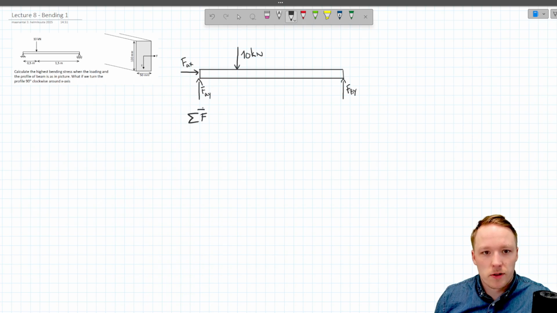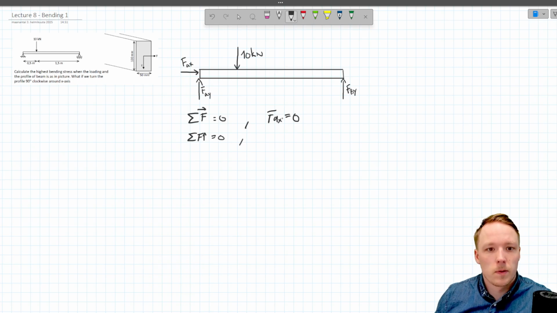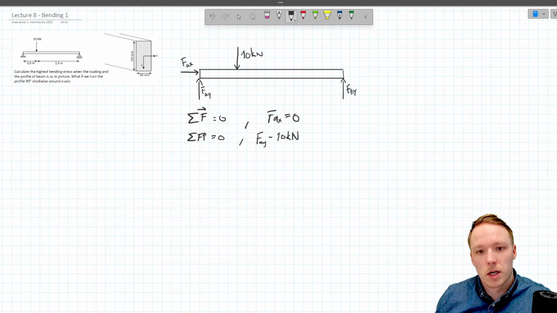Sum of all forces in horizontal direction has to be 0. We don't have any external horizontal forces, which means that AX equals to 0, like so. Sum of vertical forces has to be 0. We have FAY minus 10 kilonewtons. The external load is downwards, which according to our sign convention is negative, and then we add there FBY, and this has to be 0.